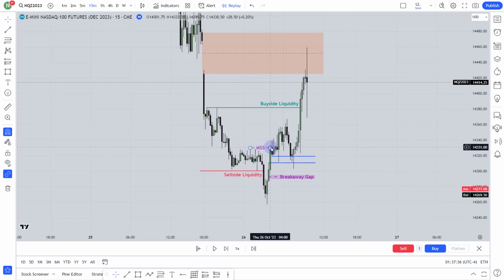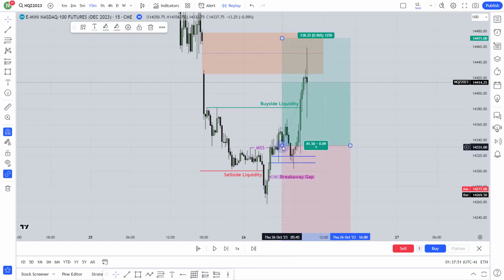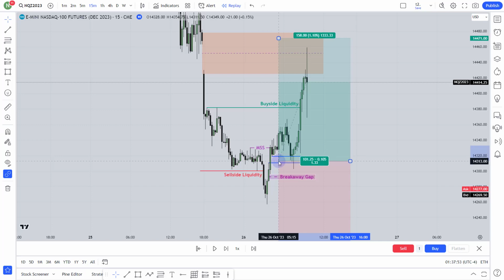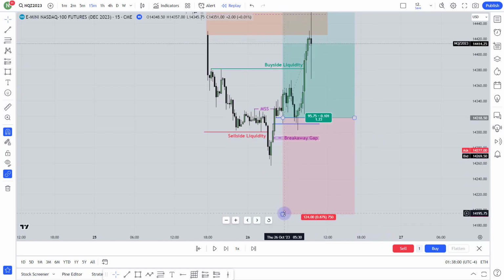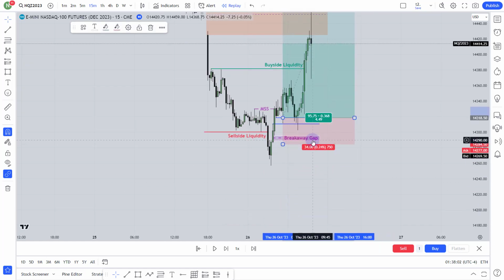When I have got this market structure shift, I really need a fair value gap. The lowest fair value gap will act as a breakaway gap, and the upper fair value gap is our entry setup, okay? We will expect whenever market comes to this upper fair value gap, we will take our entry over there, and our stop loss will be just below the consequent encroachment of the breakaway gap, or I really love to put my stop loss below the breakaway gap.